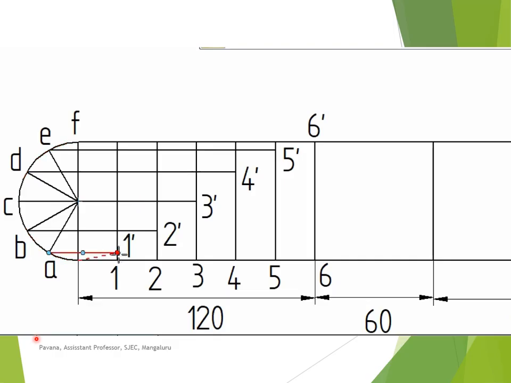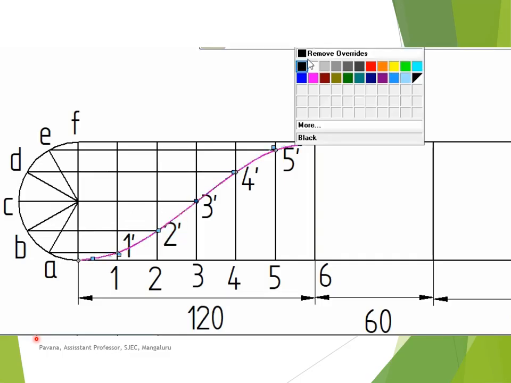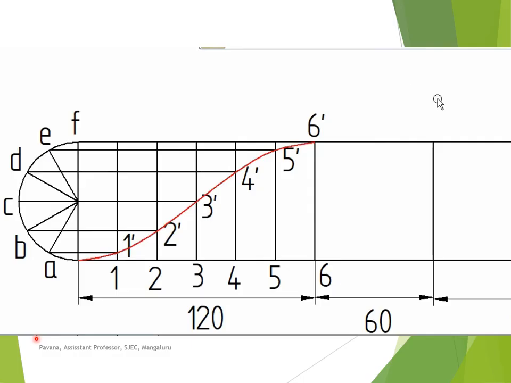Now starting from 0, join all these intersection points, not with a scale, just freehand joining. So this is the displacement curve for the first movement, that is the upward movement of the follower. So we have completed that 120-degree. Second is dwell for the next 60-degree. So it is just constant. Now the curve has reached point 6 dash, so there you just draw a straight line for that duration, for the 60-degree.